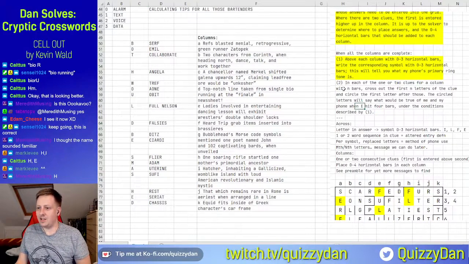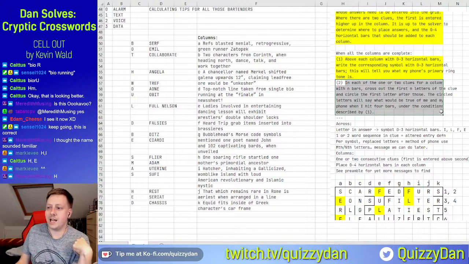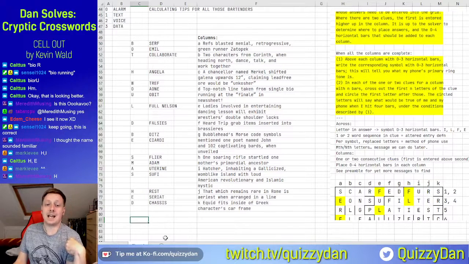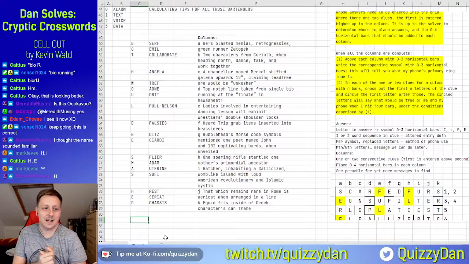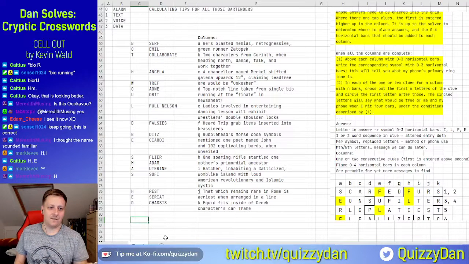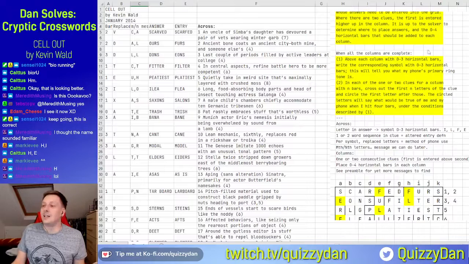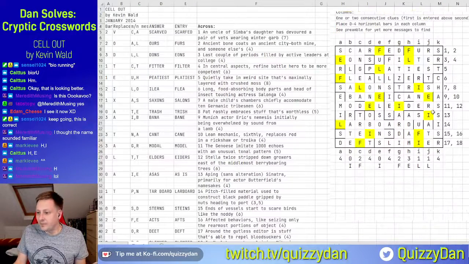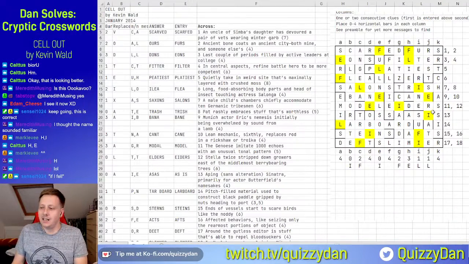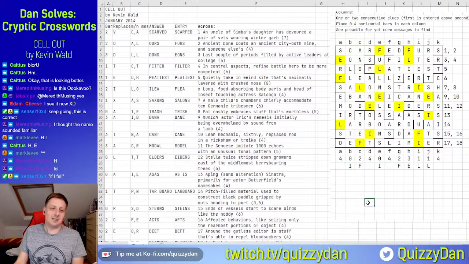So the circled letters will say, what would be true of me and my phone when I hit 4 bars? Both he and the phone would be smashed after 4 bars. And that is sellout. If I fell. Okay, and then if I fell. Yeah, that it goes in with that.